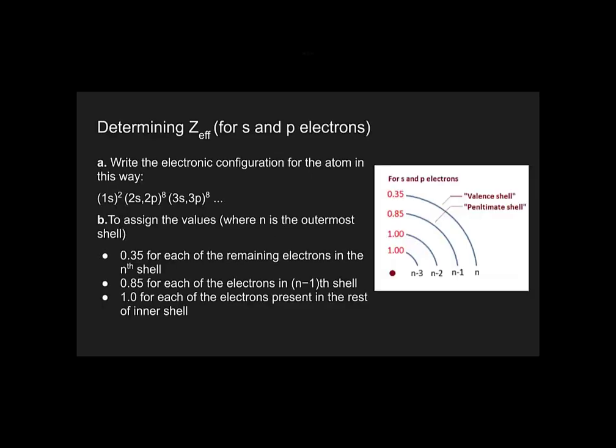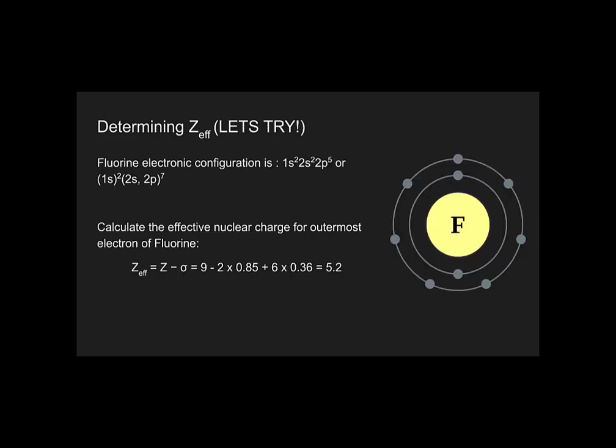So, how do we determine the effective nuclear charge for s and p electrons by applying the Slater's rule? First, we write the electronic configuration for the atom in the way as shown in the slide. Next, we assign the values, where n is defined as the outermost shell. For each of the remaining electrons in the n shell, we assign a value of 0.35. For each of the electrons in the n-1 shell, we assign a value of 0.85. Finally, we assign a value of 1.0 for each of the electrons present in the rest of the inner shells.